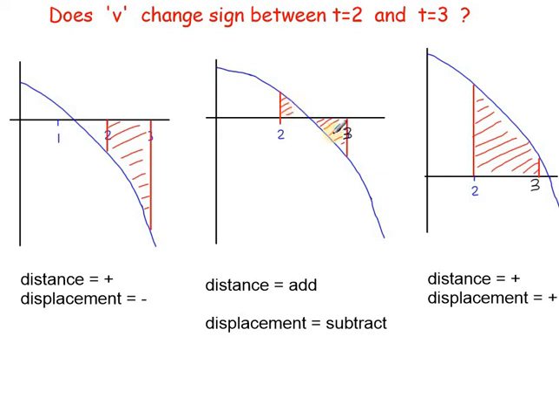But in this one, we've got a mixture. If you work out the area here, that will be positive anyway, and you work out the area for this region, which is negative, but you change the sign for distance, you add them together. For displacement, it's what's above the horizontal axis minus what's below.